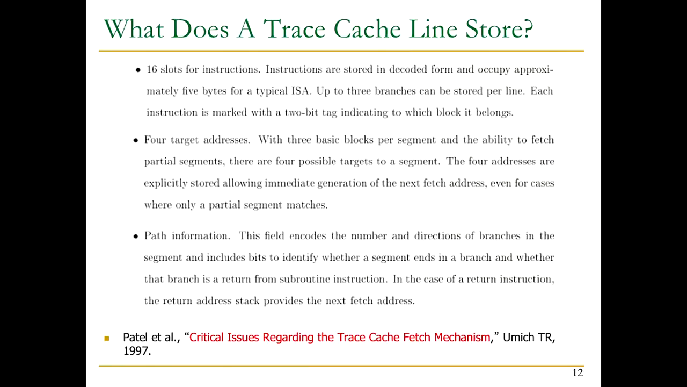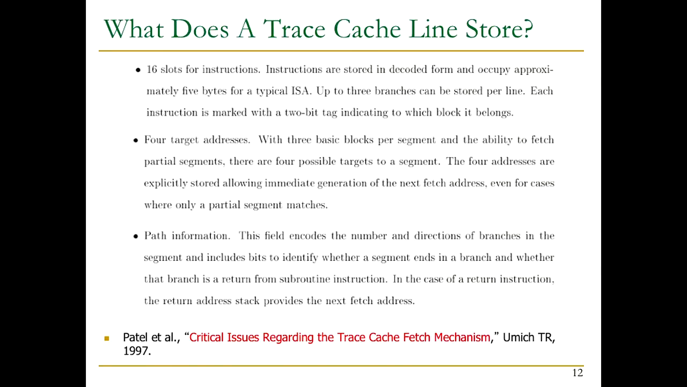Okay, up to 3 branches can be stored per line because they needed to predict those 3 branches. And the third branch ends the trace cache line. Each instruction is marked with a 2-bit tag. Okay, you can imagine that. So there are 4 target addresses with 3 basic blocks per segment and the ability to fetch partial segments. There are 4 possible targets to a segment. The 4 addresses are explicitly stored, allowing immediate generation of the next fetch address, even for cases where only a partial segment matches. Partial segment is what I described earlier. You have ABD, but maybe you want to fetch just AB, right? But your trace cache is ABD. That's a partial match. And that actually lengthens your critical path if you want to do that partial match at the fetch engine. How do you figure out that you need to fetch only the AB portion, not the ABD? Again, your multiple branch predictor tells you which direction these need to go.